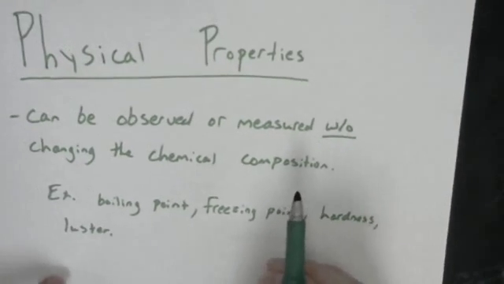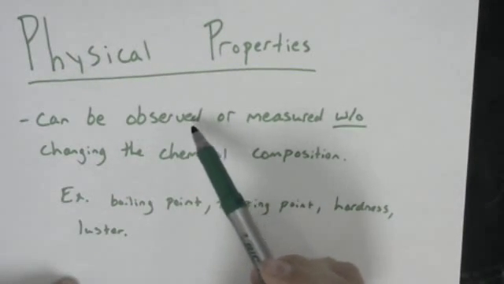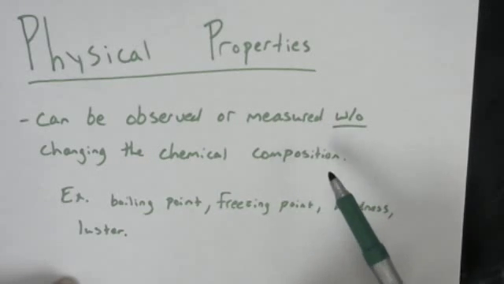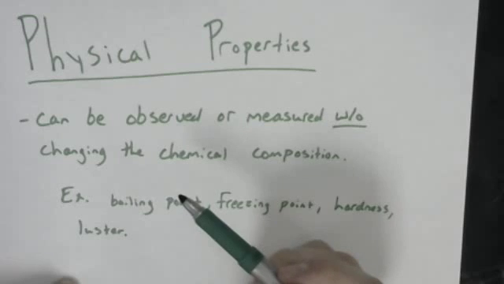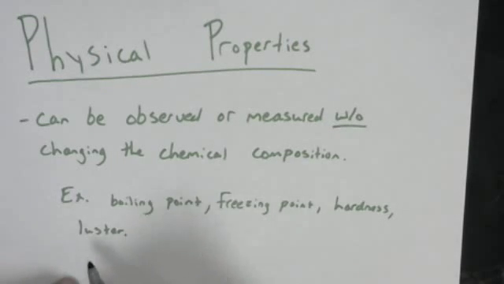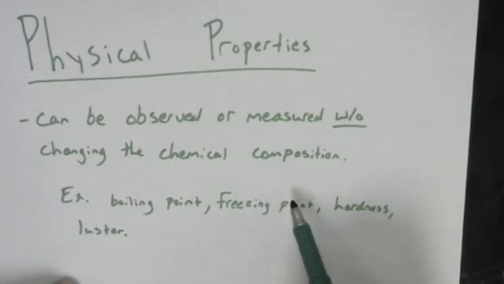So let's look at the physical properties first. The main thing is it can be observed or measured without changing the chemical composition. So it's something we can observe with our eye, or we can taste it, we can feel it, something like that. A good example would be boiling point. This substance will boil at a certain degree or freeze at a certain degree.